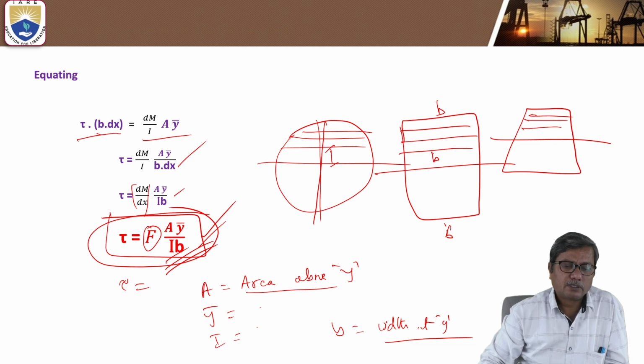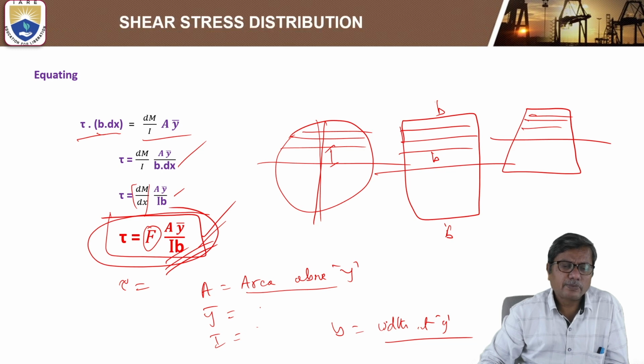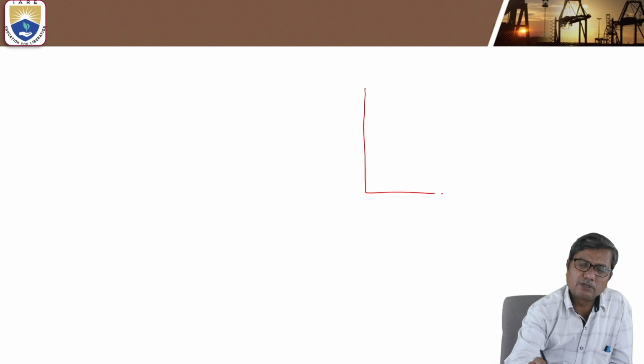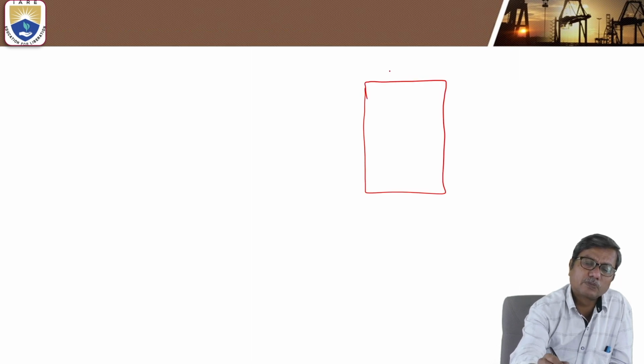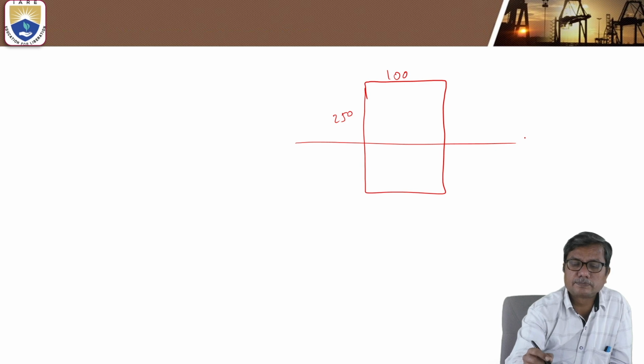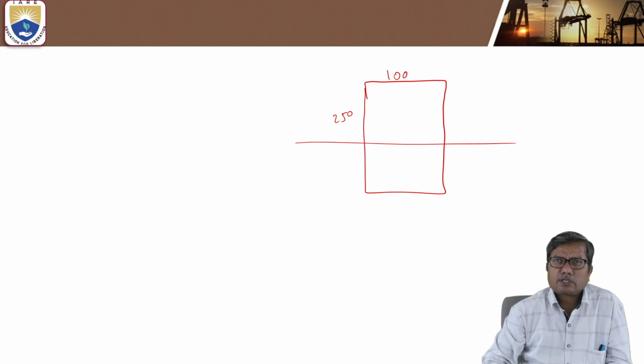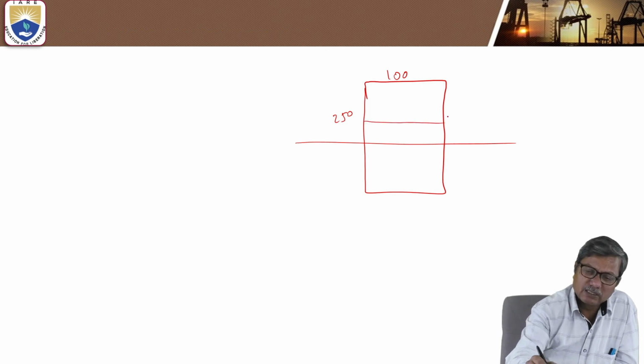Now let us consider one example. Example of a rectangular section. Say a rectangular section of width 100 mm and depth 250 mm. Now to find the shear stress distribution, let us consider again distance y.